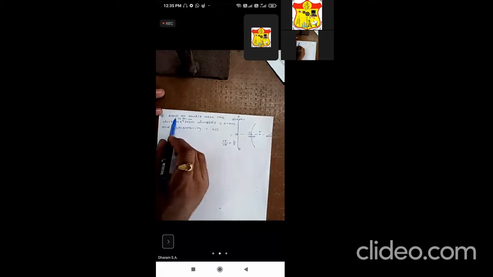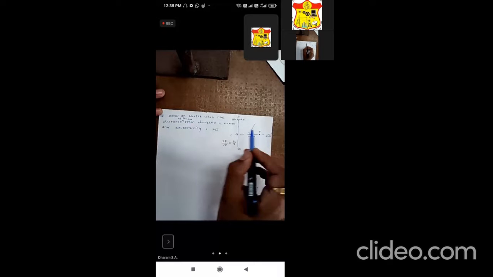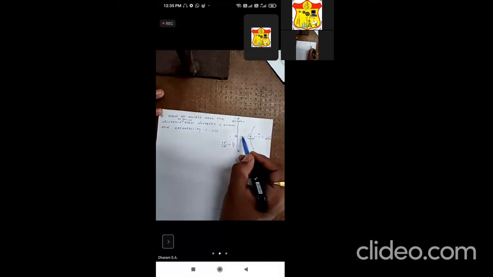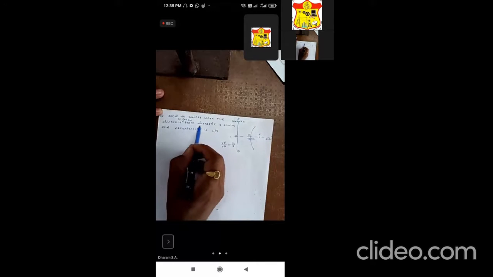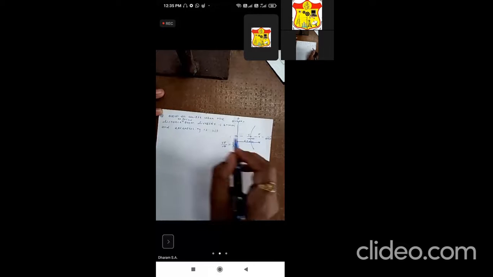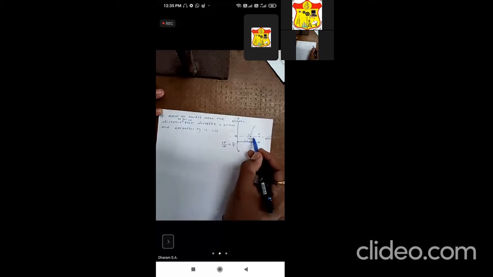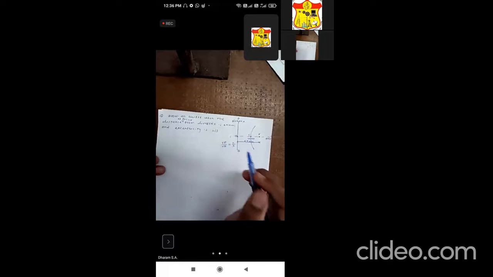The problem statement is: draw an ellipse when the distance of the focus from the directrix is 60 mm, and the eccentricity is 2 by 3. Eccentricity is this distance divided by this distance, so VF divided by VD is equal to 2 by 3, as given in the problem statement. We have to draw the ellipse by the directrix focus method. So let us draw it.